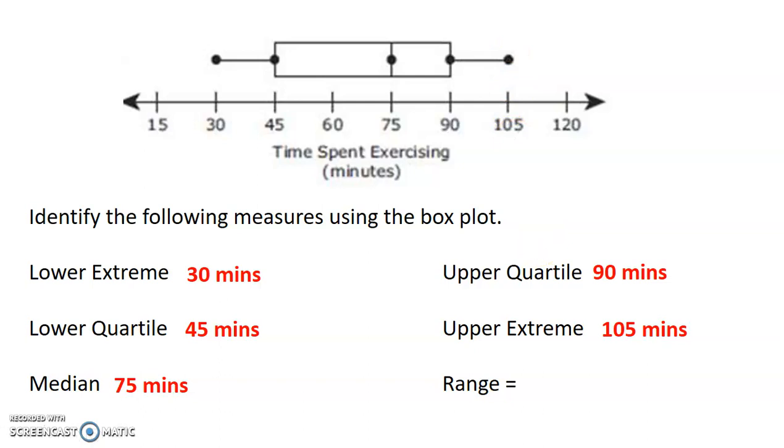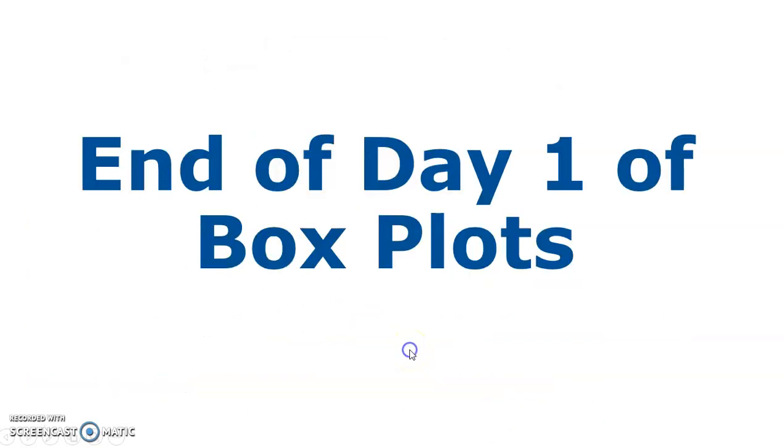Okay, let's go ahead and find our range. Be very careful here. It's upper extreme minus lower extreme, which would have been 105 minus 30, which is 75 minutes exercising. And that is the end of day 1 of box plot.